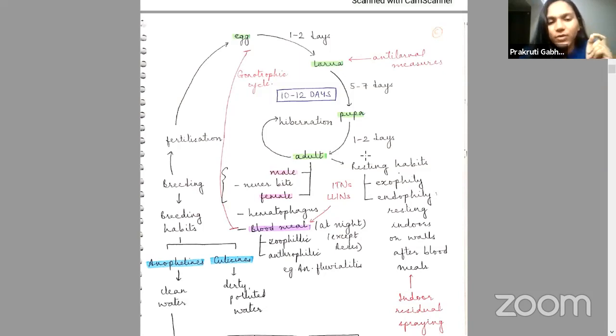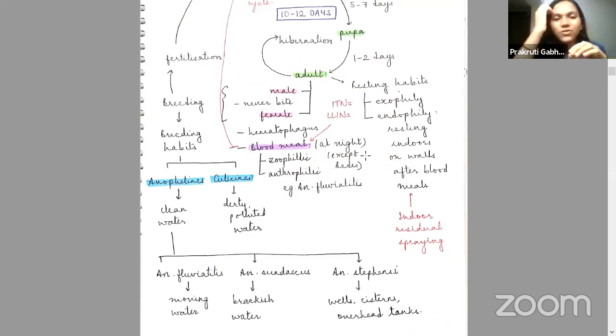Now, the male and the female, first of all, after that, they undergo breeding, and then there's fertilization, and the female lays eggs after that. Now, the breeding habits of Anophelines and Culicines. So, Anophelines tend to breed mainly in clean water, whereas Culicines tend to breed in dirty, polluted water.